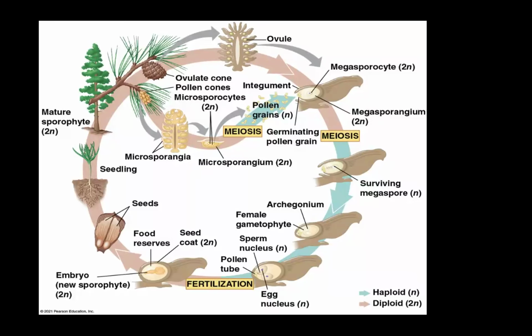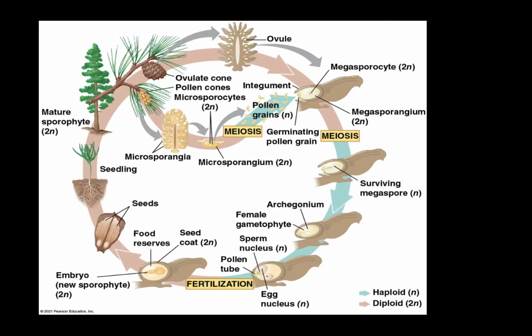This image depicts the typical life cycle of a gymnosperm. Note that most of the life cycle exists in the diploid or 2N stage, with only a small portion being haploid. We begin the cycle with a mature sporophyte, which is in essence the tree itself. Within each tree you will have branches that will have ovulate and pollen cones. Within the pollen cone you will have the presence of many microsporangia. Within the microsporangia you will have many microsporocytes that will undergo meiosis to produce microspores. These will eventually produce pollen grains.